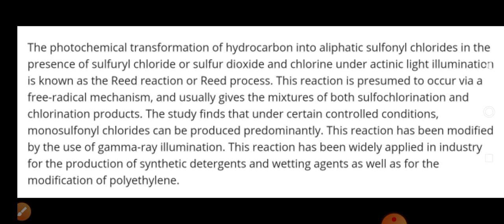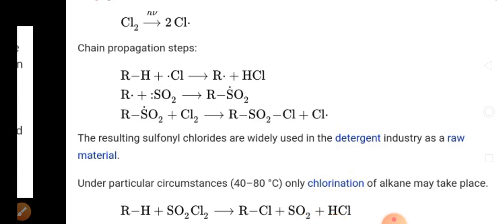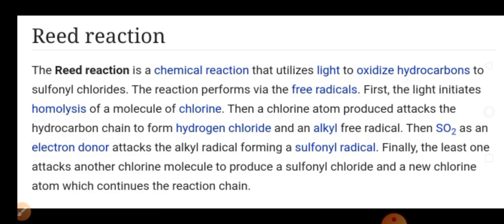And the main application of this reaction is that by using this reaction, synthetic detergent can be produced in industries, and also it is useful for the production of wetting agents, and it is used in the modification of polyethylene. In simple way, we can see that this Reed reaction is a chemical reaction that oxidizes hydrocarbon into sulfonyl chloride in presence of ultraviolet light, that is sunlight. This is a free radical mechanism, I already told you.